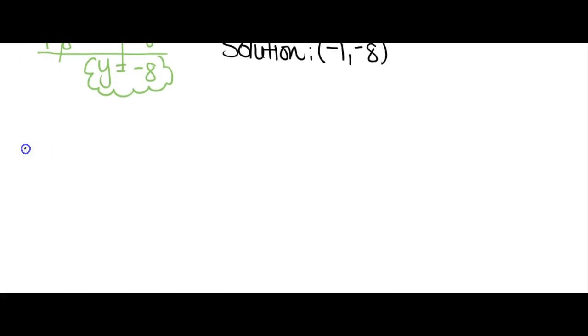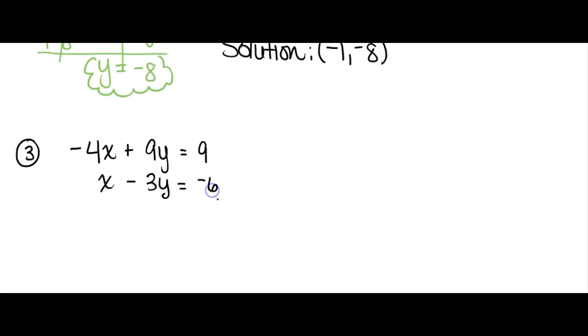So we're kind of growing in our difficulty level. So 4x plus 9y equals 9. And then we have x minus 3y equals -6. Okay, so all of this has very nicely already been lined up as an ax plus by form. Now all I have to do is choose my variable. I think I want to choose my x.